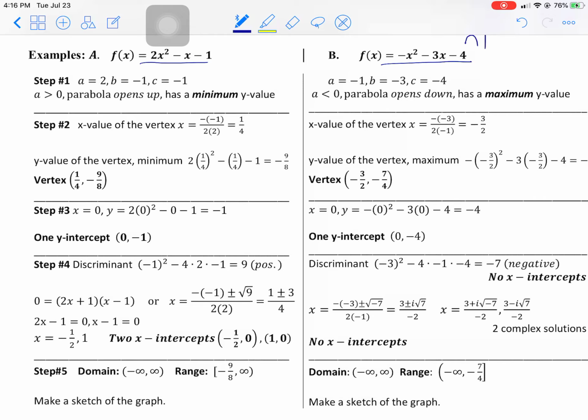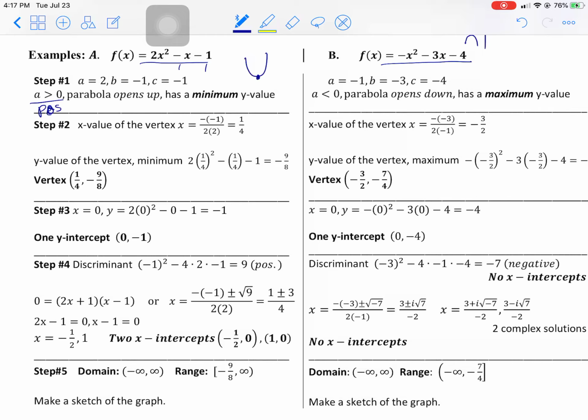It's in the proper order, so therefore A is 2, B is -1, and so is C. All right? So if A is greater than 0, that means A is a positive number. In this case, it's a positive 2. Therefore, it has a minimum value. So if it has a minimum value, it's going to open up. Then you're going to find the vertex because you want to start graphing it.